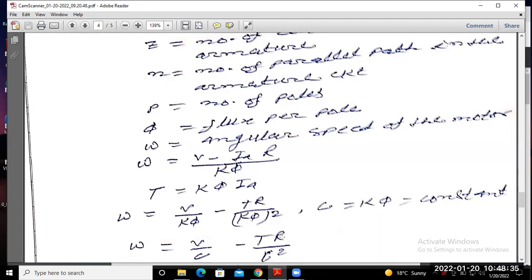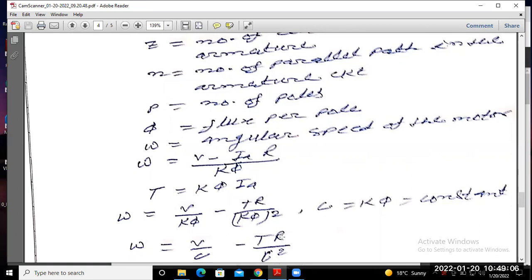So the armature circuit resistance RA is fixed, but the rheostat, whatever you connect in the armature circuit, you may vary. If you vary the armature or rheostatic resistance, that is the external resistance connected in the armature circuit, while torque as well as the input voltage are fixed, then your speed will vary.